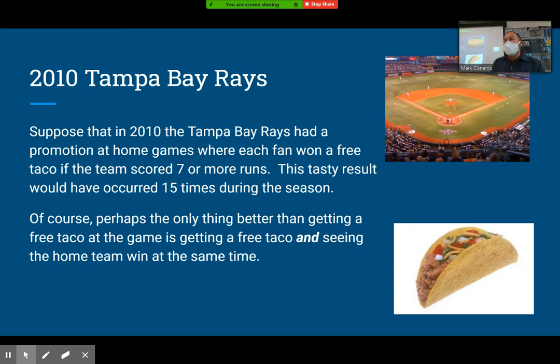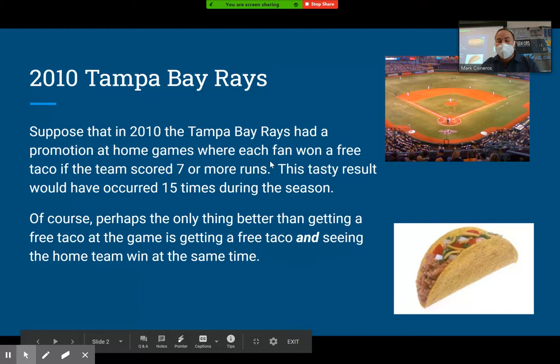Anyway, this is a true thing. Back in 2010, the Tampa Bay Rays in Tampa, Florida, did a thing that whole season. Whether they won or lost, if Tampa Bay scored 7 or more runs, everybody got a free taco. You go up to the stand, show your ticket, you mark it off, you get a free taco. Obviously, you want a free taco and the Rays to win the game. Sometimes that wasn't enough and they still lost.